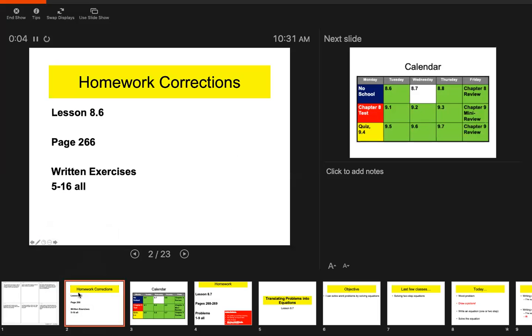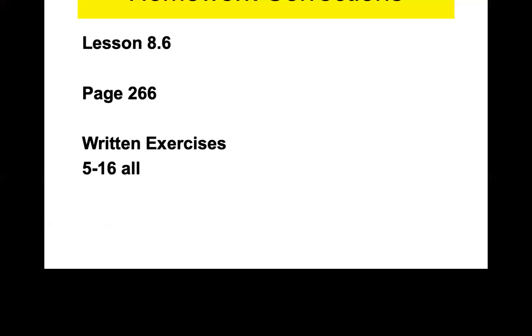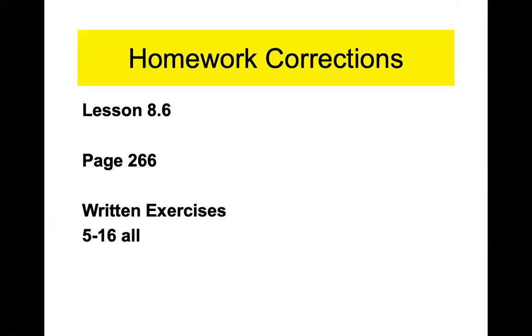Who's absent today? Grace and Sam. And who was the second one? Sam. I knew about Sam. Didn't know about Grace. All right. Homework. Get it out.